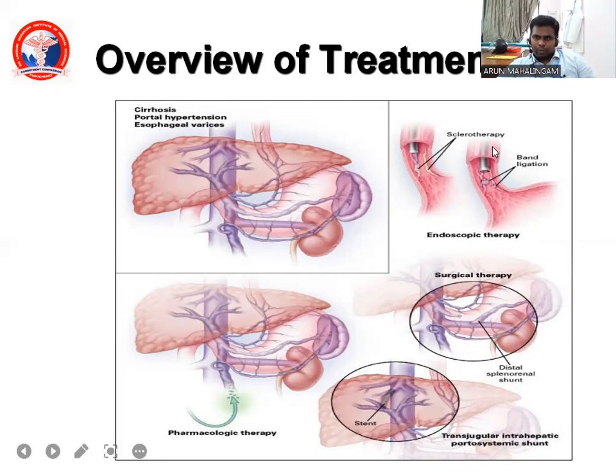This is endoscopic therapy like banding and injection of sclerosants like polidocanol, and surgical splenorenal shunt. A distal splenorenal shunt is used.